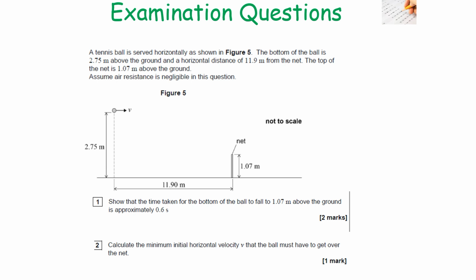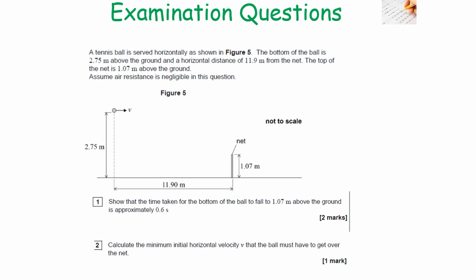Well, because you know it's falling vertically and the only force acting on it is gravity, you've got a constant acceleration, so you can use suvat. We can use suvat to show that our answer for t is about 0.6 seconds. So we can say s is equal to ut plus a half at squared. We know that a is the acceleration due to gravity because it's falling downwards, so a is going to be 9.8, and s, the displacement, is the difference in the height to fall to the ground, so it's 1.07 meters.